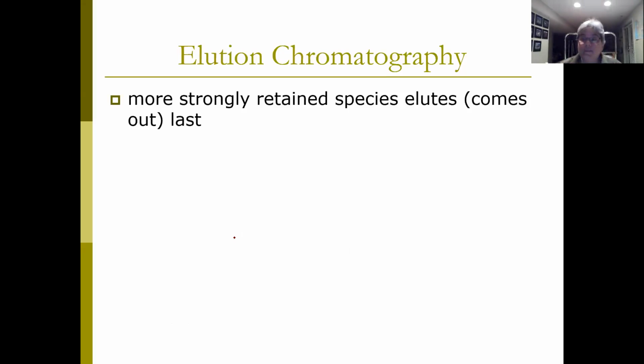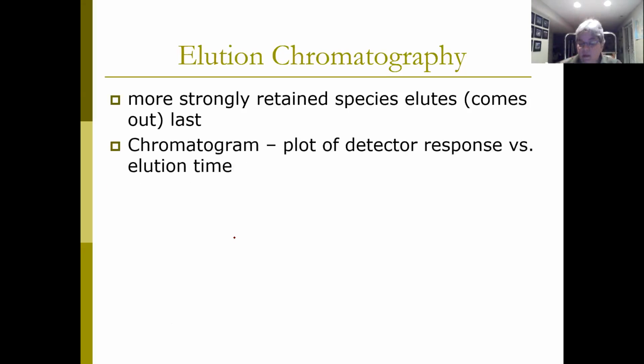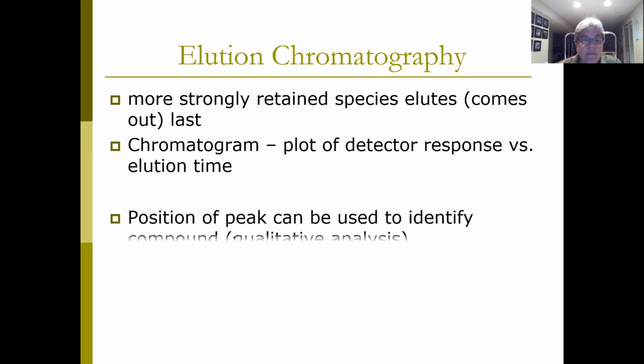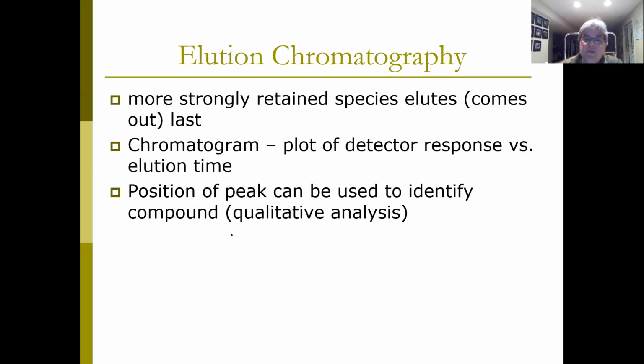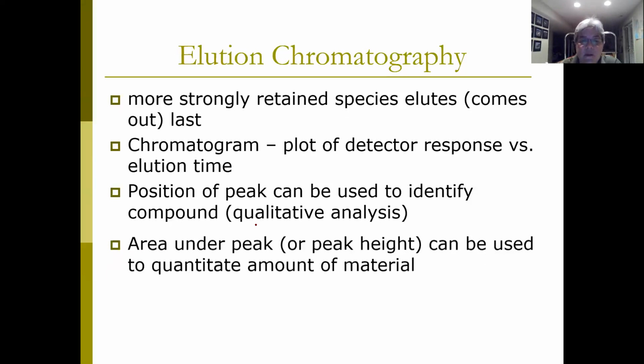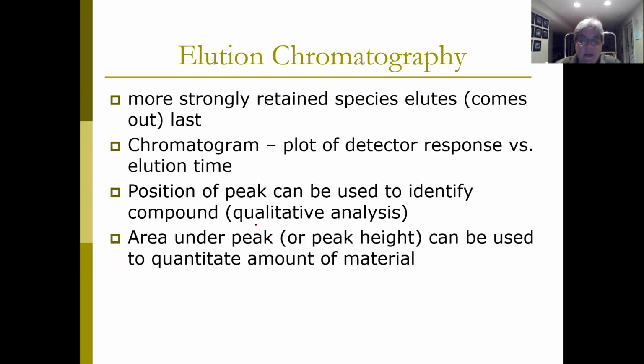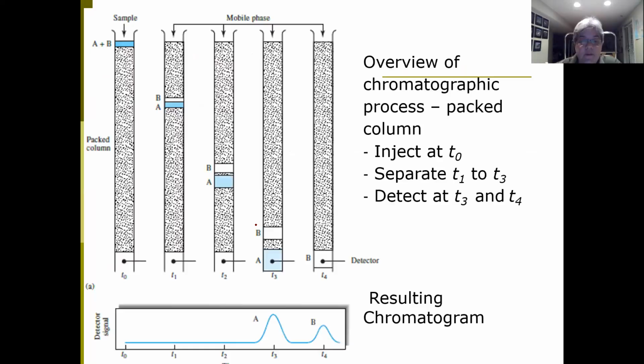As these things are moving down the column, the one that's more strongly retained, remember, held back, comes out last. As I already said, that plot of the detector response versus elution time is called a chromatogram. And we can use the position of that peak, the time that it takes to come out, to give us a little bit of qualitative information. Remember, the area under the peak gives me quantitative, how much is there, information.